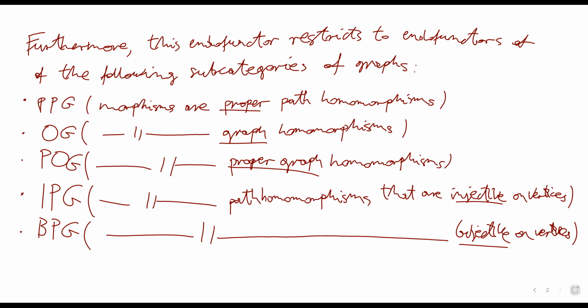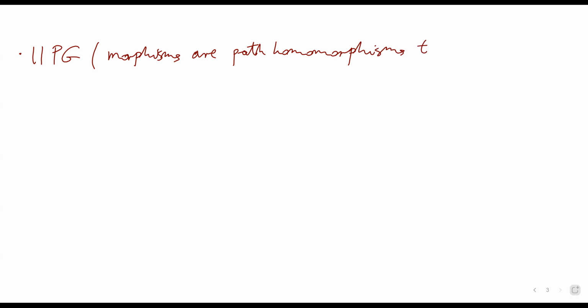Okay, I'm afraid I'll have to go to the next page because I still have 2 more to write down. And these will be actually needed in our compact algebraic lemma. So this I call IIPG. Unfortunately, I have to write it anew. So morphisms are path homomorphisms that are injective on vertices and edges.